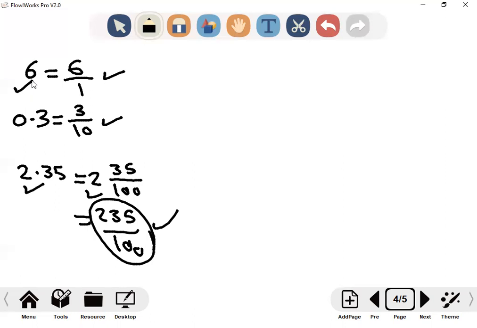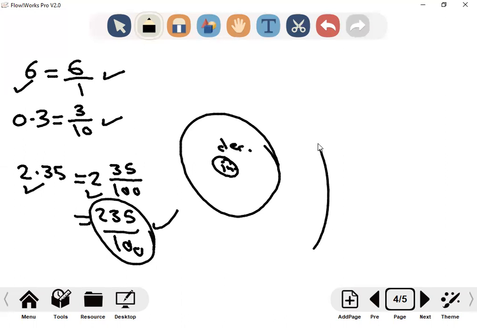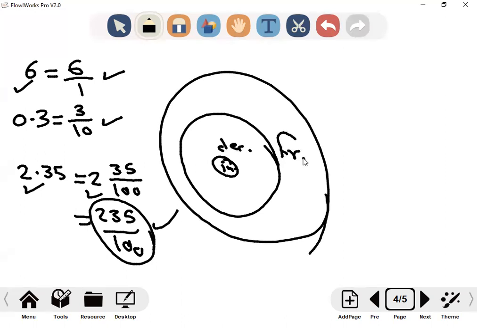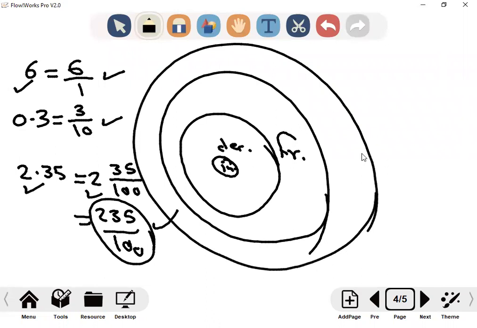So if you have the integers, decimals, fractions, rational numbers means the rational numbers hold all the numbers inside. Get it? You understand the rational numbers now?